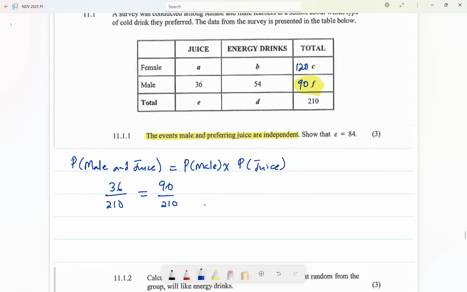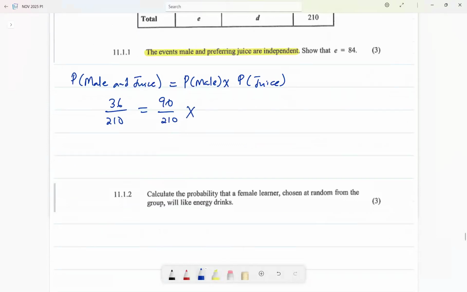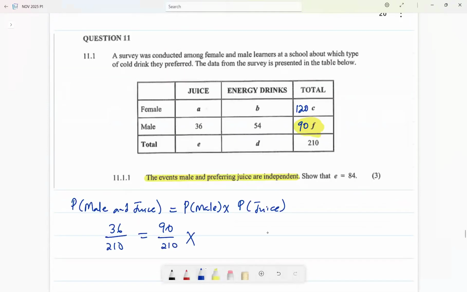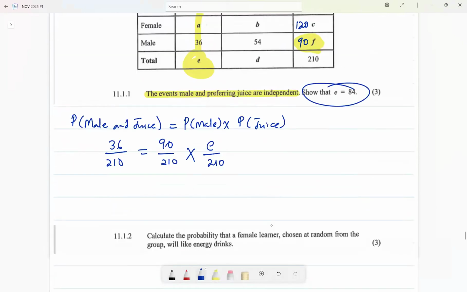Let me just quickly confirm something. Okay, we are still on track. Multiply by the probability of Jews. The probability of having Jews is going to be the total of the Jews row, which is E, divided by the total, which is 210. So they say show that E is equal to 84.